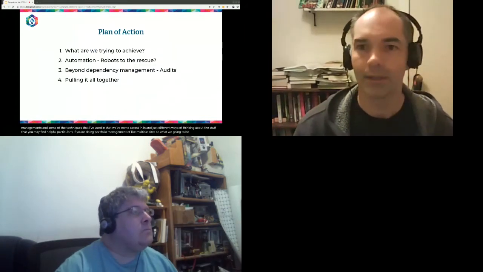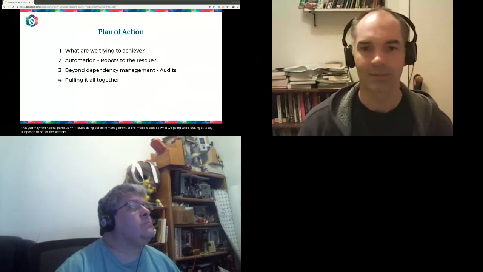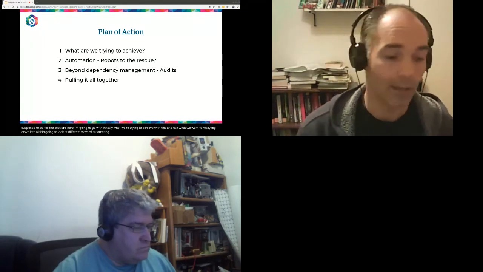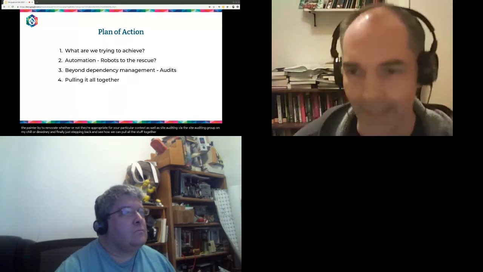So what we're going to be looking at today is basically 4 little sections here. I'm going to go over initially what we're trying to achieve with this talk, what we want to really dig down into. We're then going to look at different ways of automating security. That's going to look at 2 things in particular: tools like Dependabot and Renovate, whether or not they're appropriate for your particular context, as well as site auditing via the site auditing Drupal module or Drutney, and finally just stepping back and seeing how we can pull all of this stuff together.